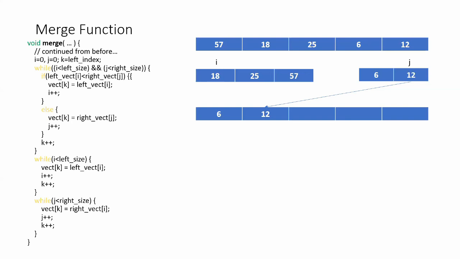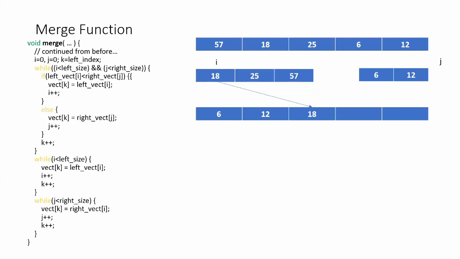So we check our while loop. Is left vect of i less than right vect of j? No. This is not true. So we trigger the else statement inside of the while loop. Vect of k is going to be equal to right vect of j. Well, shoot. Now j is equal to right size. So we break out of the first while loop and we go to the second while loop.